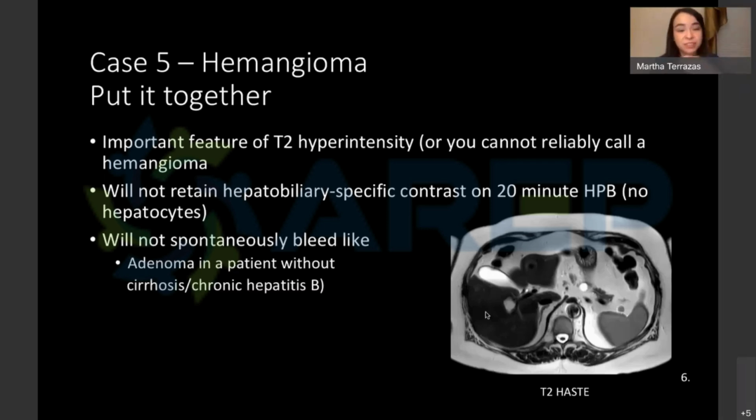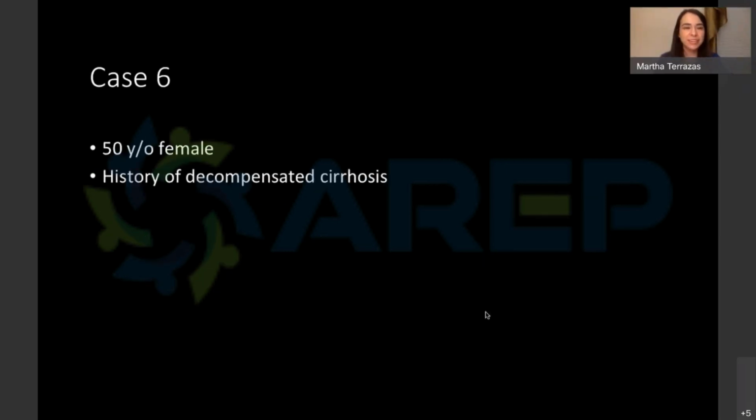So if you have a patient that doesn't have cirrhosis or chronic hepatitis B, and you have a bleeding liver lesion, you think adenoma. If you have a patient with cirrhosis or chronic hepatitis B and they have a bleeding liver lesion, you have to exclude HCC. So let's go to case 6.